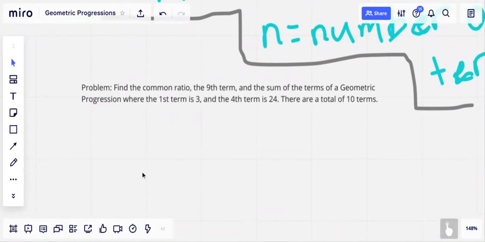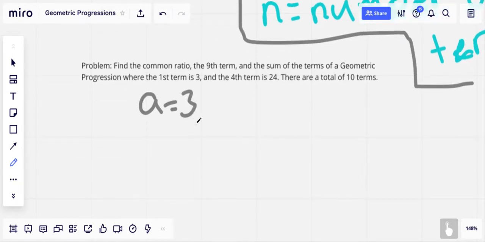Let's try an example problem. The problem is asking: find the common ratio, the ninth term, and the sum of the terms of a geometric progression where the first term is 3 and the fourth term is 24. There are a total of 10 terms. Let's find the common ratio first. We already know that a is equal to 3, and the fourth term is equal to 24.